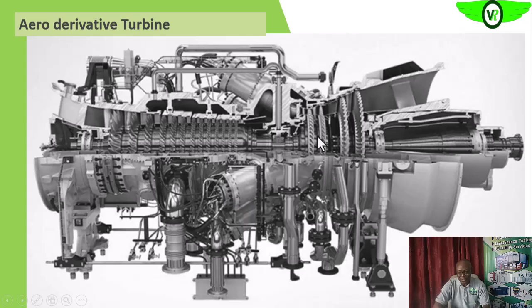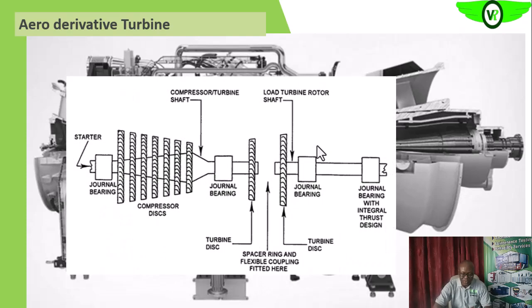Why it is said so is because the hot combustion product coming through these two sets will convert some of the kinetic energy contained in it into rotating mechanical energy that will drive the compressor, and then the remainder, as it goes through, will turn this turbine. So this one is moving irrespective of this set. So that is the aeroderivative turbine. The two turbines are aerodynamically coupled. They don't have any mechanical connection. That is what you are seeing here.